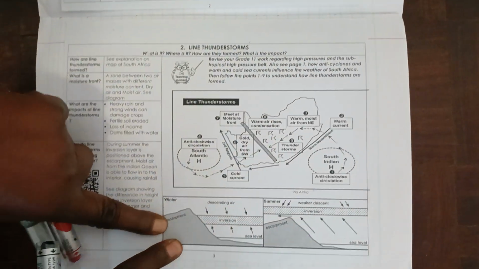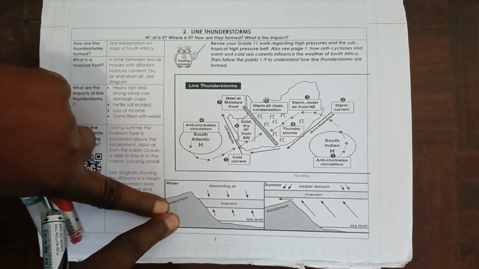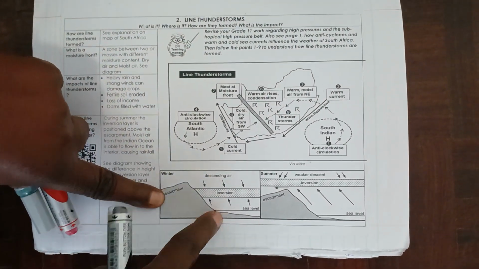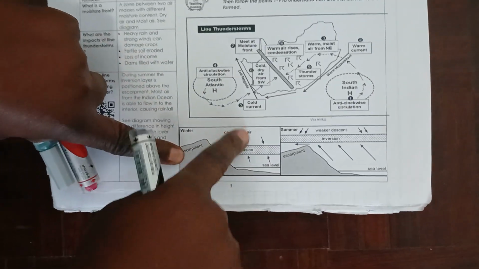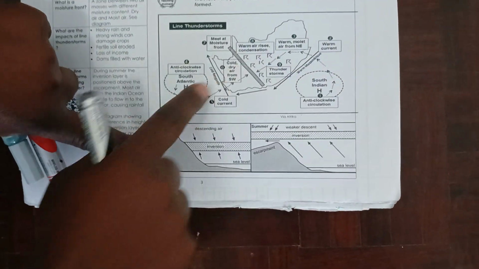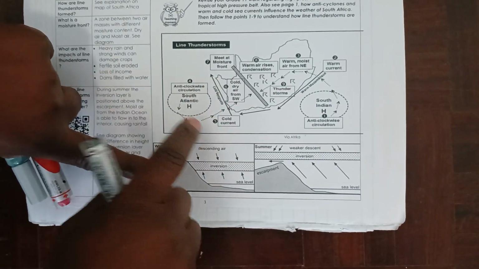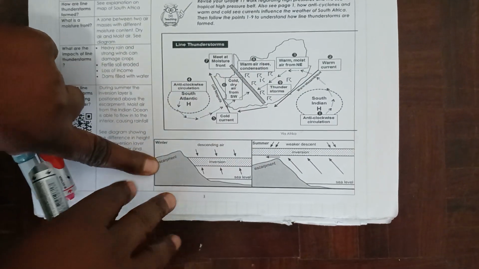So here is the situation in winter. The Kalahari is very active. There's too much descending air, which means all this air is not going above the escarpment. Hence, there's no rainfall in winter. It's only received in Cape Town, just because of the explanation of mid-latitude.